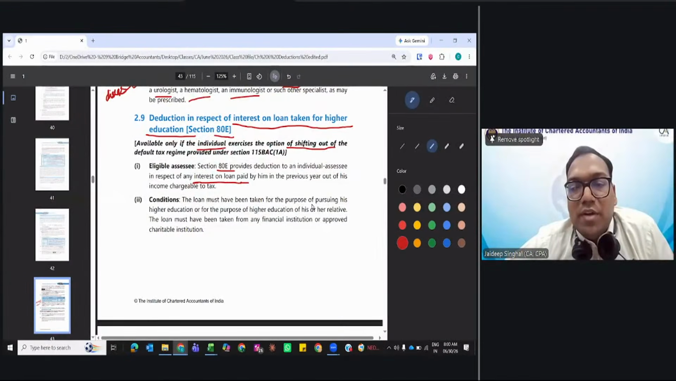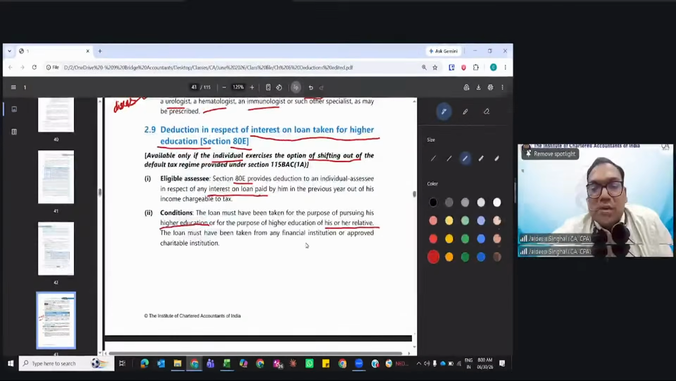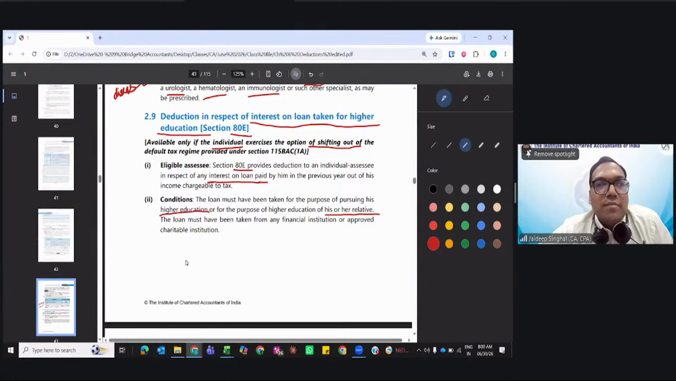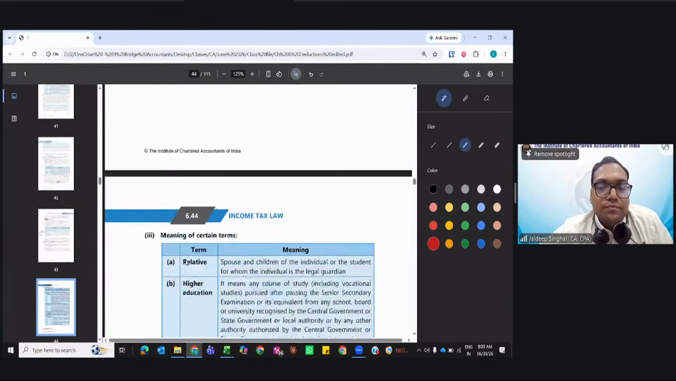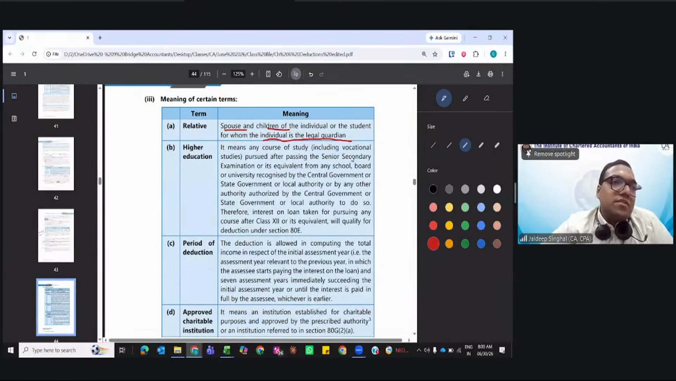The loan must have been taken for the purpose of pursuing higher education, or higher education of his or her relatives. The loan must have been taken from a financial institution or approved charitable institution. Who is a relative? Your spouse, your children, or the student for whom the individual is the legal guardian. Brother, sister, not covered. But for brother, sister, if you are the legal guardian, then it is covered.